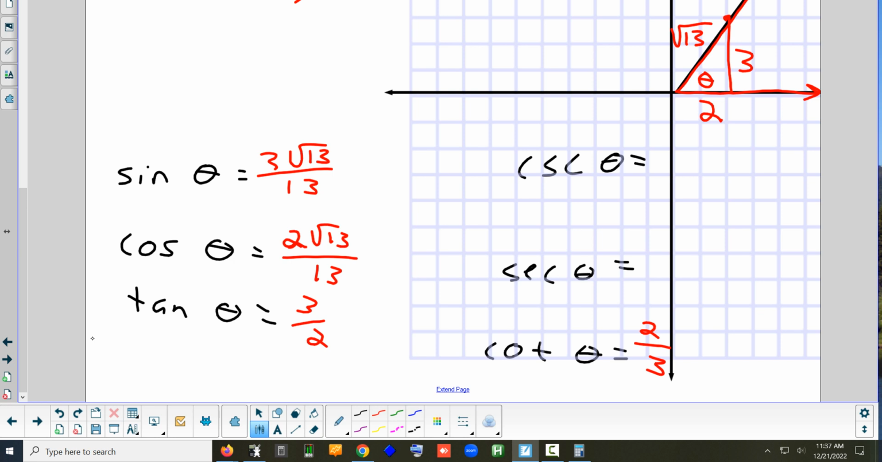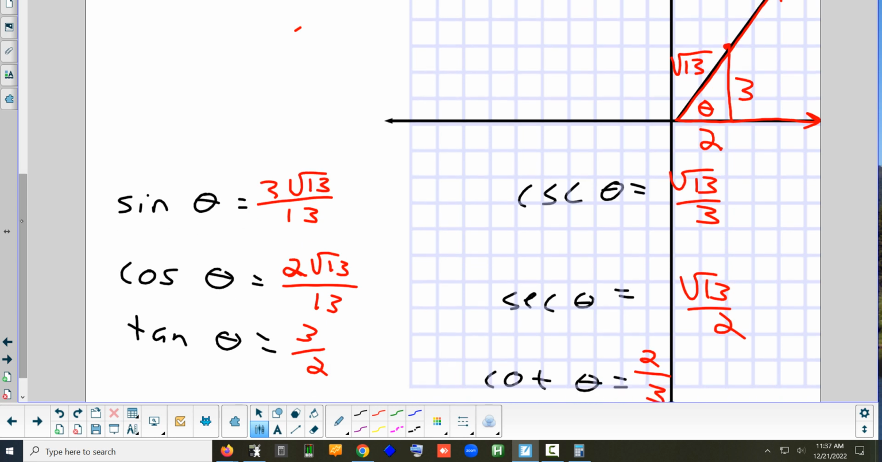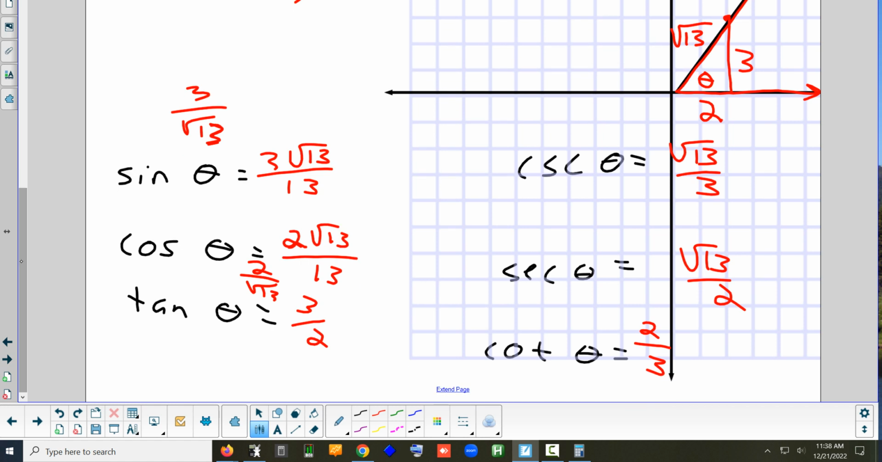What about the cosecant? That's hypotenuse over opposite. Square root of 13 over 3. And the secant? Square root of 13 over 2. So any questions on, and maybe I should have put down what these were originally. So the sine was 3 over square root 13, and then we fixed it. And this was 2 over the square root of 13, and then we fixed it. Any question on finding the 6 trig functions?